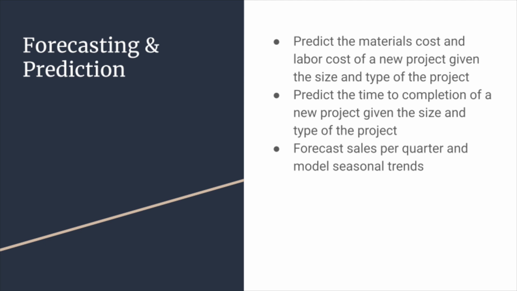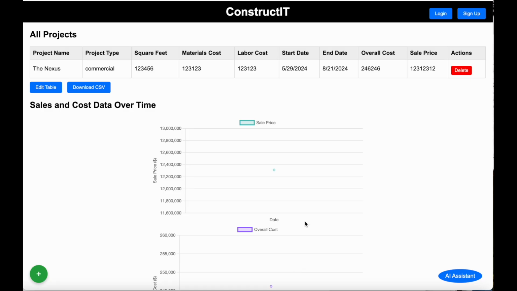The tool can be used to forecast and predict sales and cost data. For example, we could predict the materials costs and labor costs of a new project given the size and type of the project. We could predict the time to completion of a new project given the size and type of project. And we could forecast the sales per quarter and model seasonal trends. This data can be used to fill out bids and predict the time to completion.